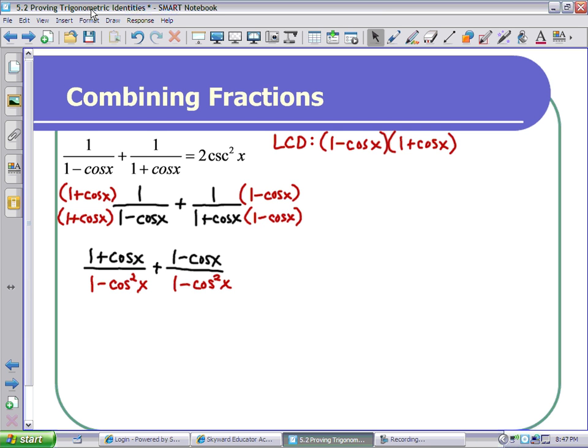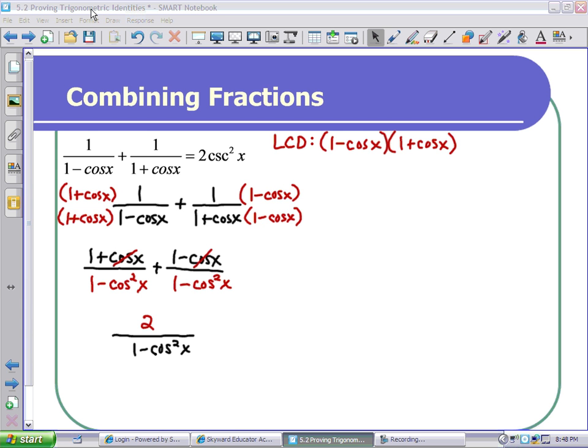Now that we have common denominators, we can go ahead and add our fractions. So our denominator is going to stay the same, which is 1 minus cosine squared x. And in the numerator, we have 1 plus 1, which is 2. And positive cosine x and negative cosine x are going to cancel each other out. If we look back at the right-hand side of the equation, which says 2 cosecant squared x, you can see that we're not quite finished.